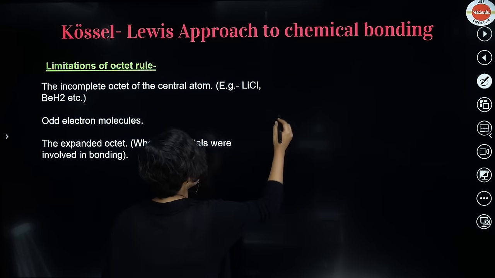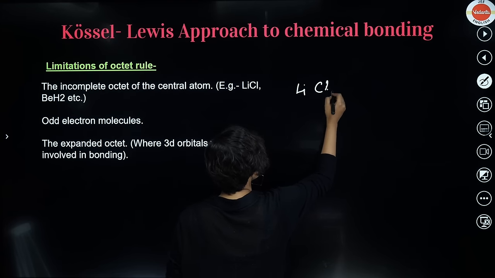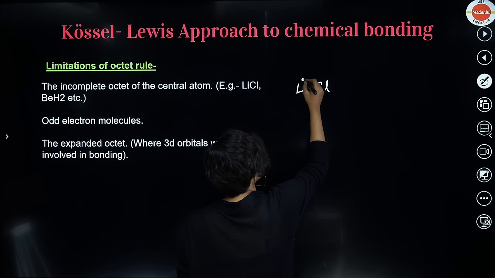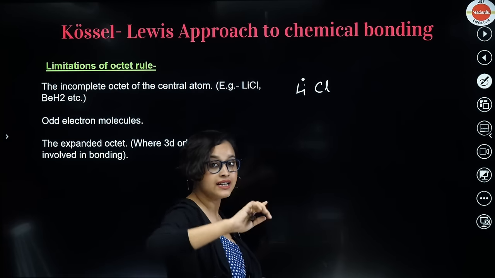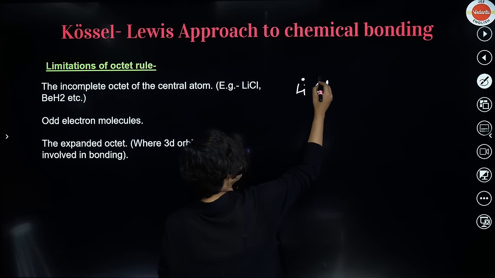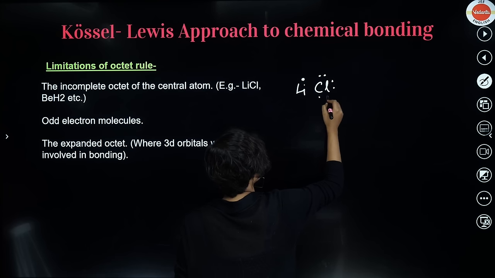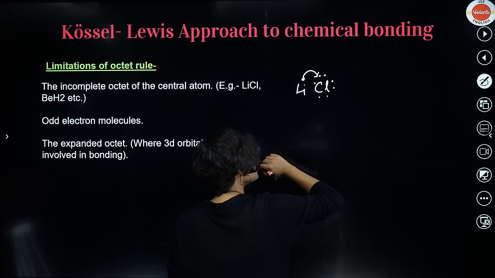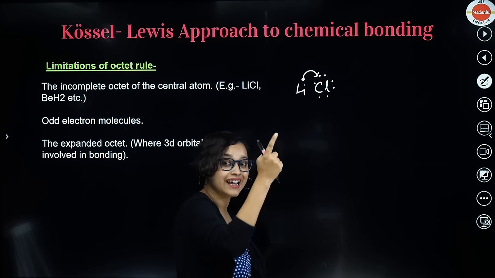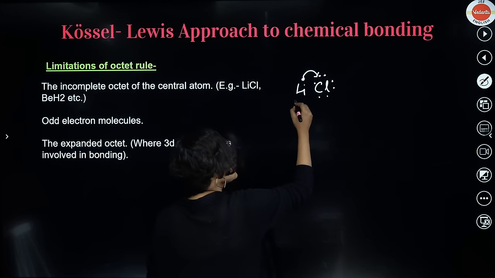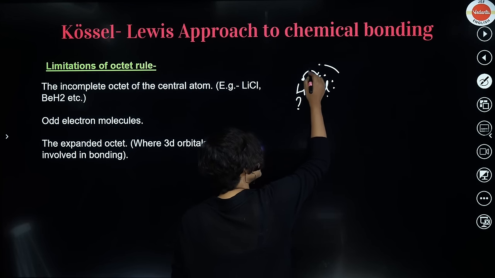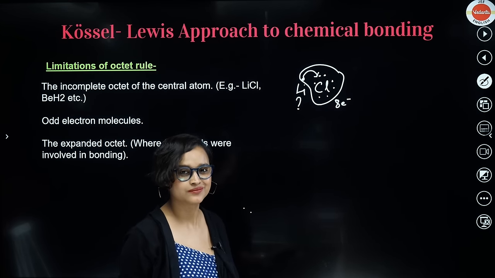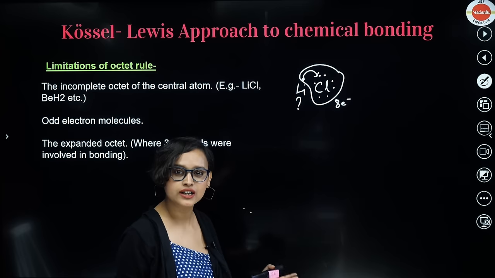Take a look at it. See, LiCl. Now, Li has only one electron in its outermost shell, right? But Cl is in the 17th group, so there are 7 electrons in its outermost shell. So, see, 1, 2, 3, 4, 5, 6, and 7. When this electron gets transferred here, the LiCl bond is formed. But do you see, is Li able to complete its octet? Cl is able to. Cl gets 8 electrons, definitely. But what about Li? No. Incomplete octet. The octet is not complete here.